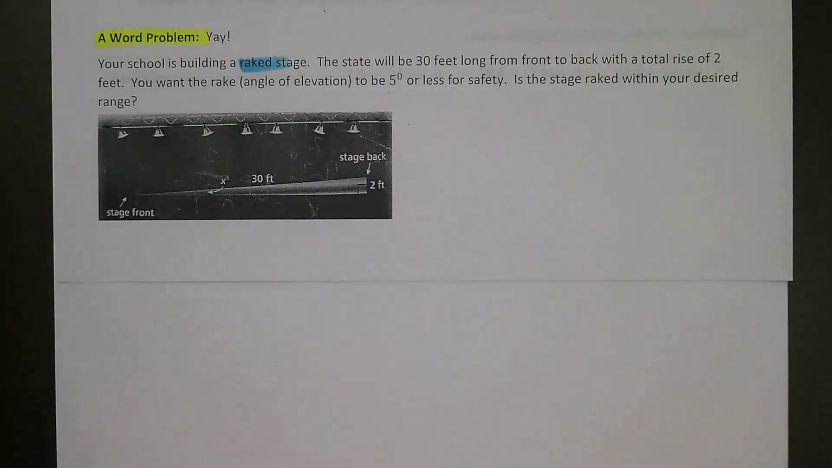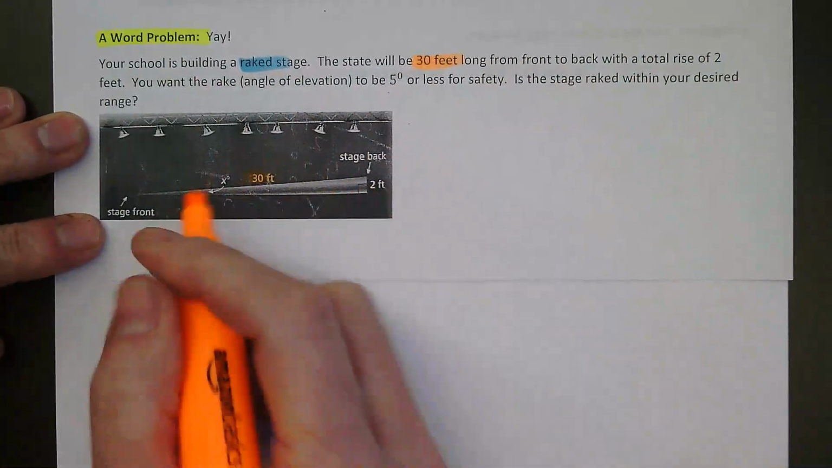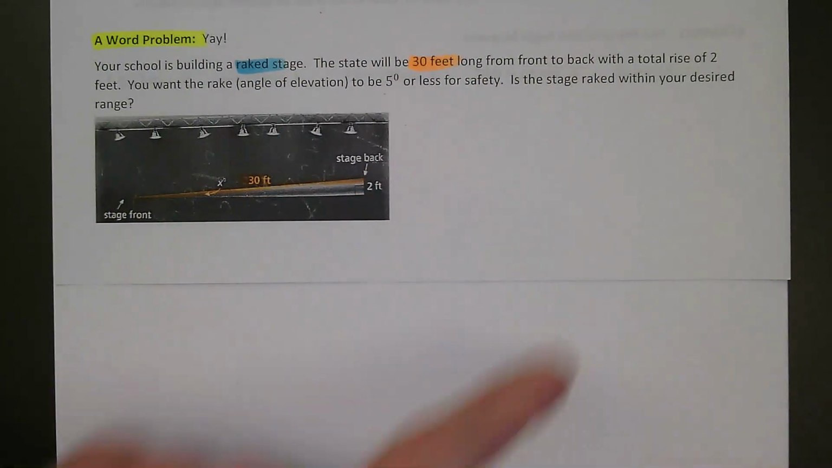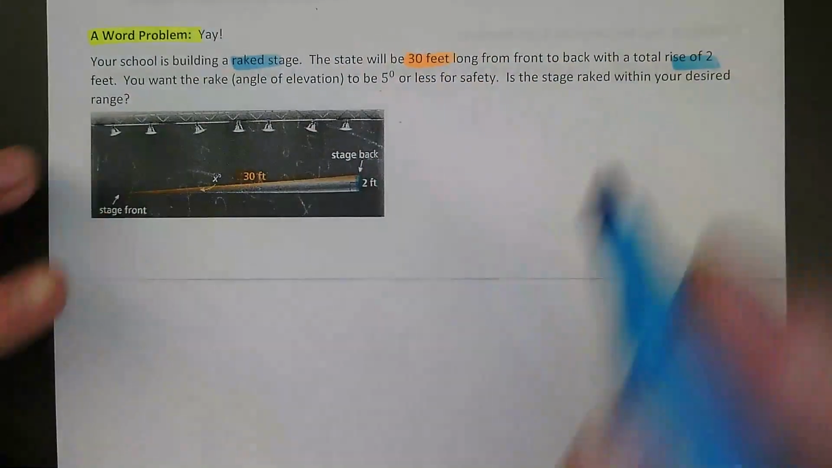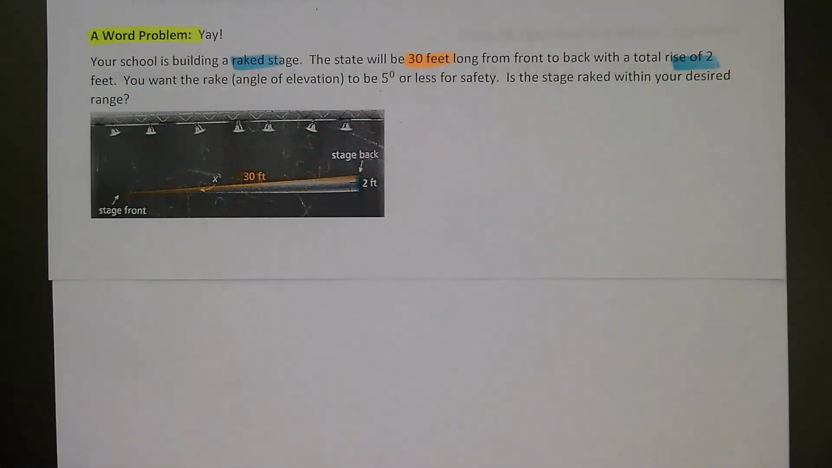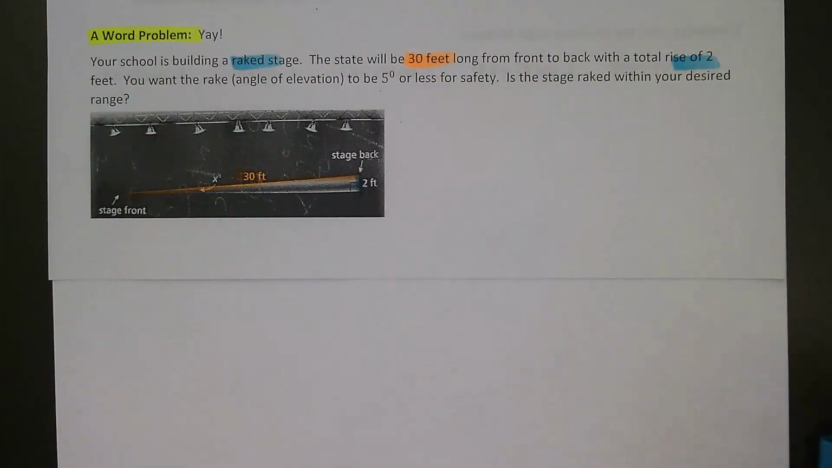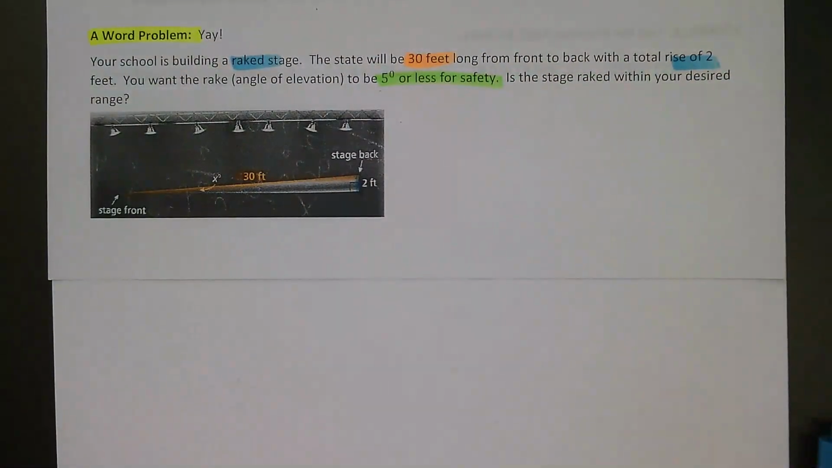All right, so they give us some information. The stage is 30 feet long, and we can see that represented right here in the picture. That's the actual top of the stage, 30 feet long. It's got a total rise of 2 feet. So that's this piece right here. It's 2 feet tall in the back. There is a safety issue here, like the thing can't be too steep or people will topple forward. So they want the degree value to be 5 degrees or less. So we want to know if this is safe the way that they designed it.